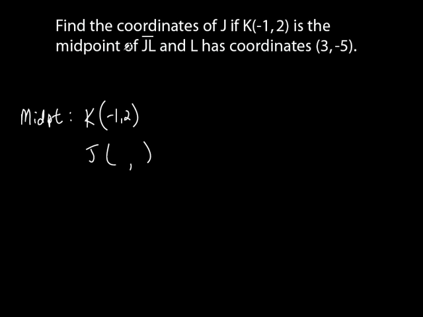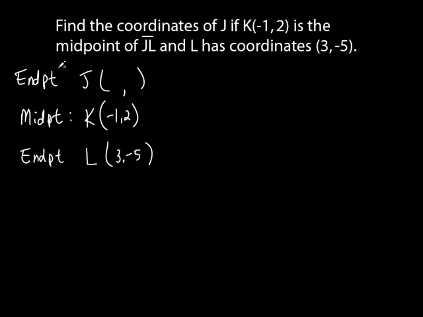And what else do they tell us? It's the midpoint of JL, and L has a coordinate, put L right here, of 3, negative 5. I think it's a little easier like this. So what are they giving you? This is actually the midpoint, the one that's in the middle. If you wanted to, you could put the midpoint in the middle of these things so you can visualize it a little bit better. They tell you a midpoint and one of the endpoints. This right here is an endpoint and this right here is an endpoint. Problem is, we don't know what that endpoint is.